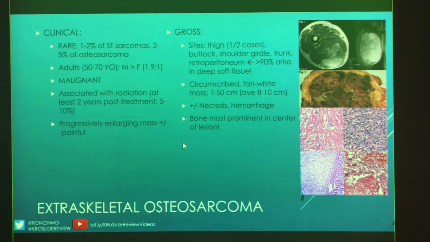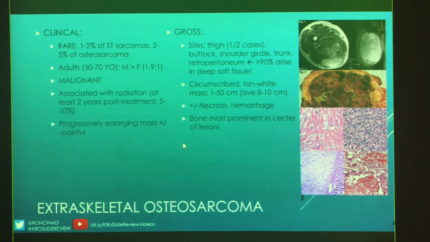It's a rare lesion, only occurring in 1 to 2% of all soft tissue sarcomas and 2 to 5% of osteosarcoma. It occurs in adults aged 50 to 70, males more than females at almost 2 to 1, and these are malignant lesions. So even though I said it's going to recapitulate a lot of what osteoblastoma looks like, these are malignant lesions. They're associated with previous radiation treatment, and this usually occurs at least 2 years after they've had treatment.